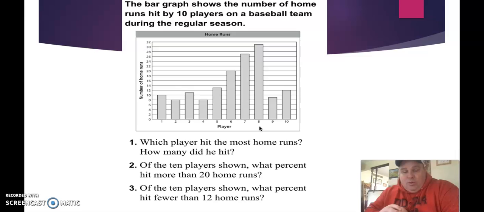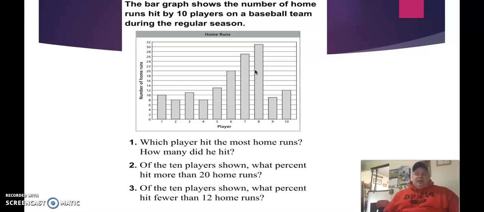Of the 10 players shown, what percent hit more than 20 home runs? Once again, it's asking for a percent, so this would be a non-statistical question. Well, if you look, this should be pretty easy because there are only 10 players, so each player represents 10%. More than 20 home runs, you find this line. It has to be more than 20, so you have 1, 2. If you have 2 players above that line, what percent hit more than 20 home runs? That would be 20%.